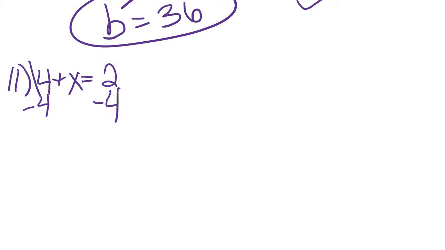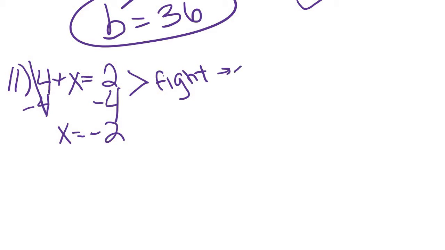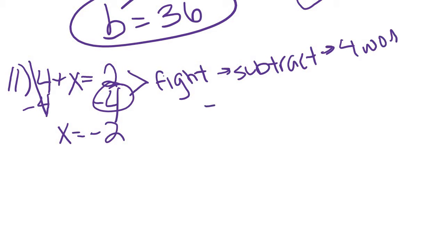So positive 4 and negative 4, they're going to cancel. 2 minus 4 is going to be a negative 2. Remember, they have different signs, so they're going to fight. When you fight, you subtract. And who won that fight? The 4. So we keep that negative. So our answer is negative 2.